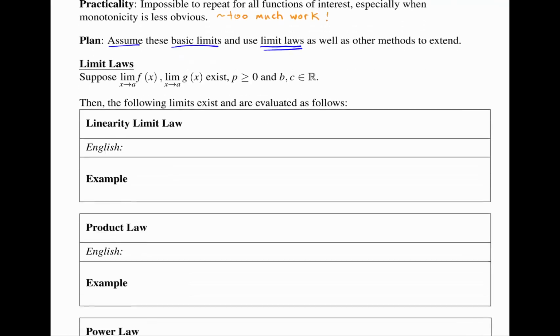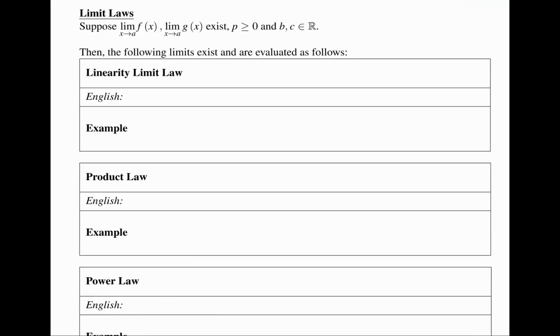The starting point for the limit laws is two existing limits, the limit as x goes to a of f of x and the limit as x goes to a of g of x. However, for the power law, we'll also need a non-negative constant p, and for linearity, we'll need two real constants b and c. Then the limit laws collectively say that the following limits exist, and they're evaluated as follows.